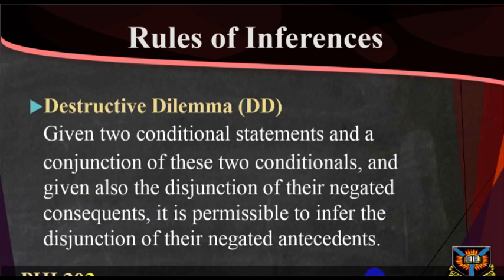Number 3. A, then B, if and only if not C. B, if and only if not C, then D. Therefore, A, then D. The conclusion of this argument follows from its premises by rule of hypothetical syllogism, HS.